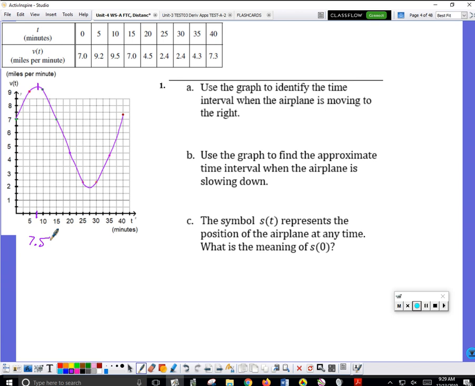The plane continues to slow until about time 27.5. So that's the time period over which the plane is slowing. Does that feel good? Yeah.